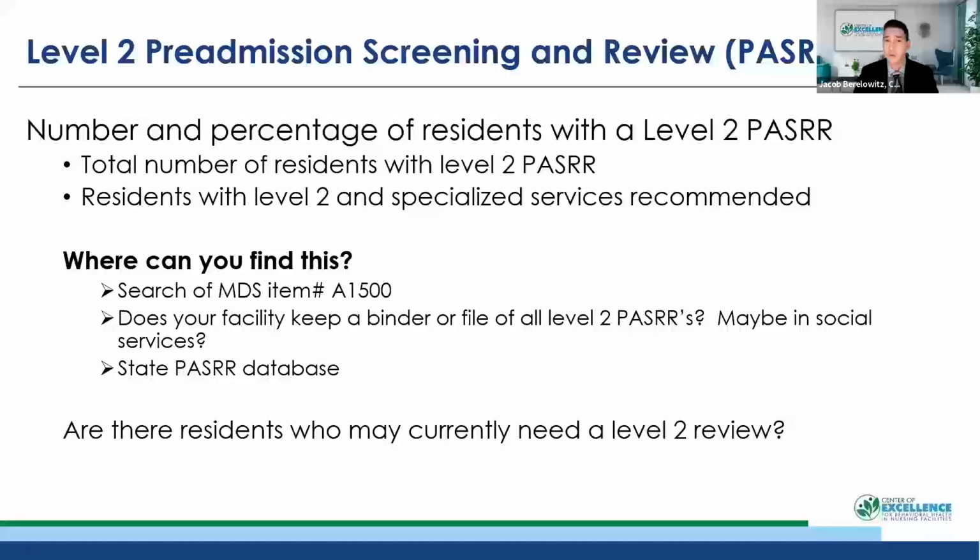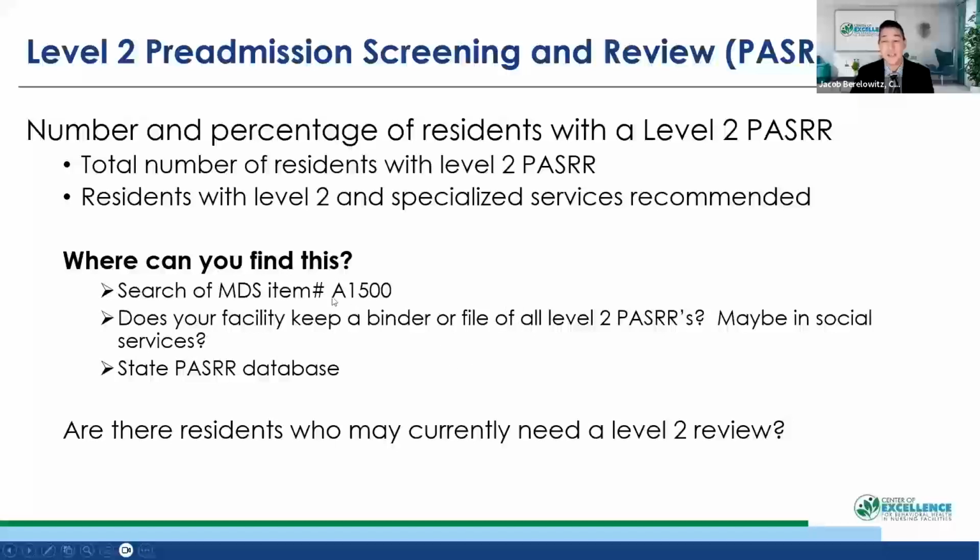If you're not familiar with that, I encourage you to look into PASAR a little more. There are some scenarios where, on the PASAR level 2 determination, there are specialized services that are recommended by the person making the determination, right? Whatever agency is doing that in your state may make recommendations. And it's very important that you follow those recommendations, both for the benefit of the resident and also to make sure you're in compliance. And so where can you find this information? This is another tricky one.